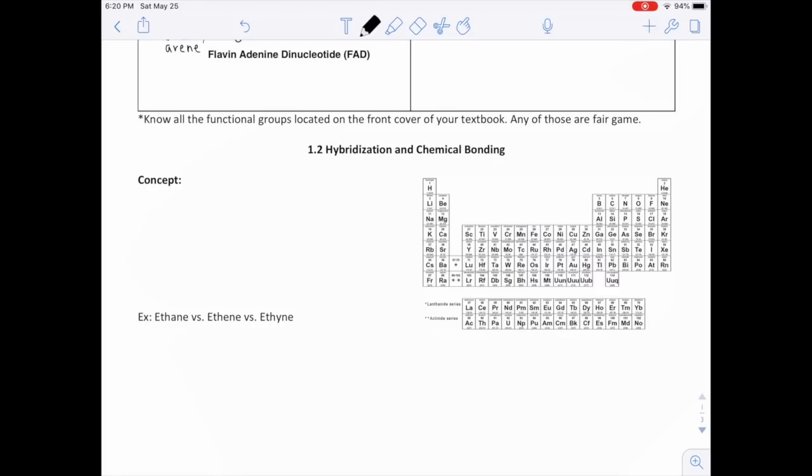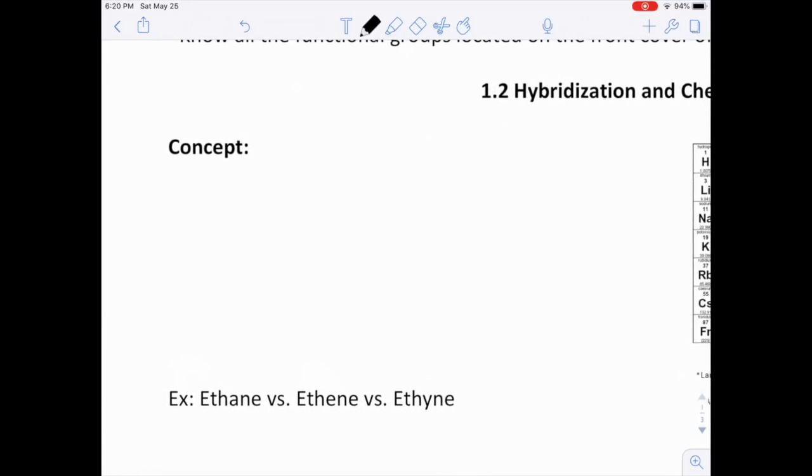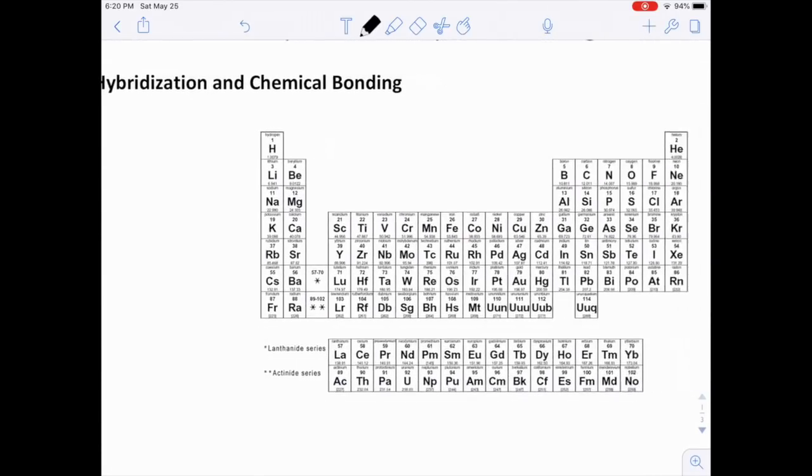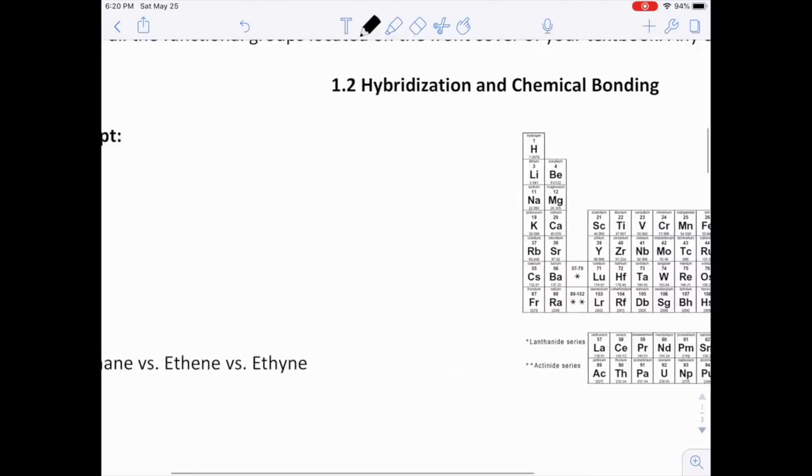So basically, I'm just going to take you back to Gen Chem here for a second. And if we were to say, what is the electron configuration of carbon? So with carbon, if we look at the periodic table over here, it's over here, we would say that it's 1s2, 2s2, and 2p2. So let me write that out over here.